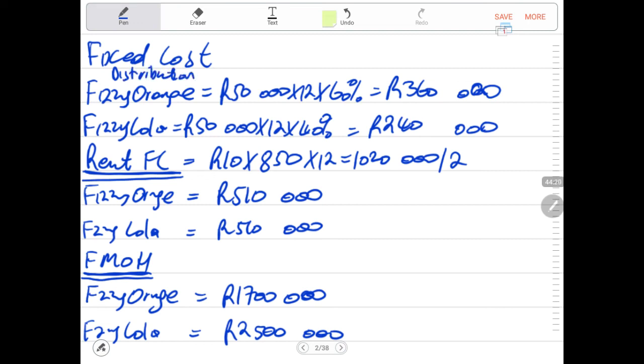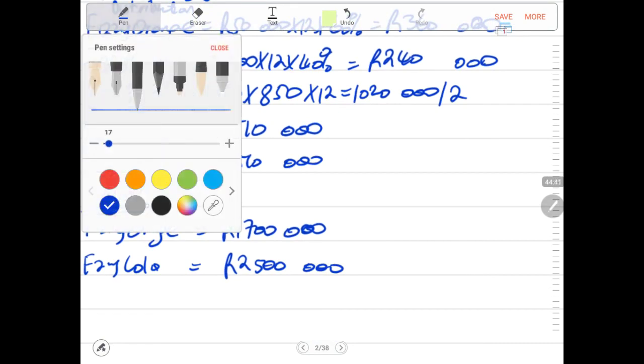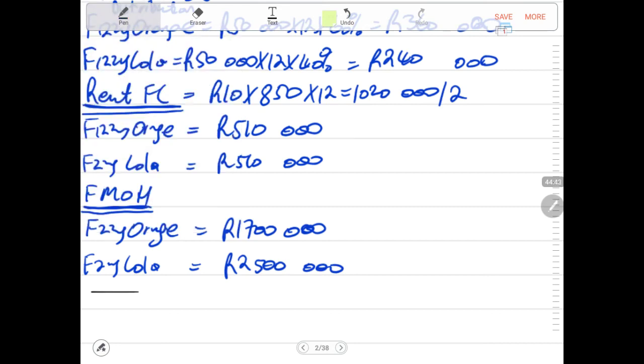And the distribution, I should have put it in a bit more of a table so that my headings become the product types. Then I list distribution, I list fixed rental, then I list fixed manufacturing overheads under each product variation. That would have been easier. Now let me calculate my total fixed cost for each of the product variations.